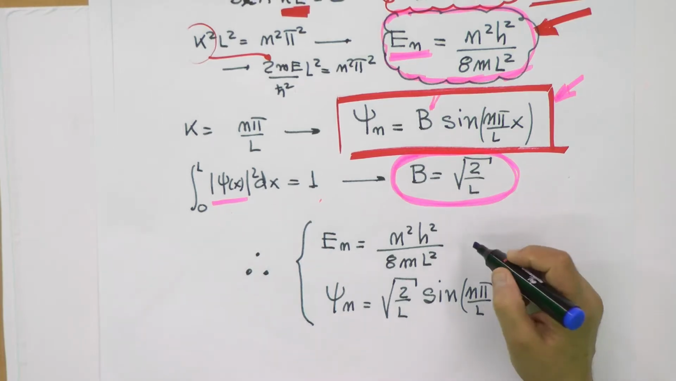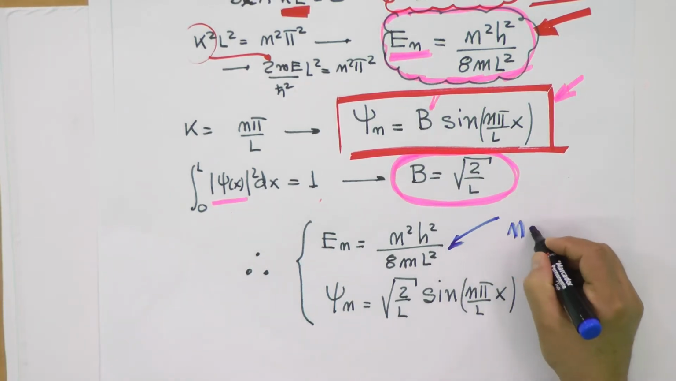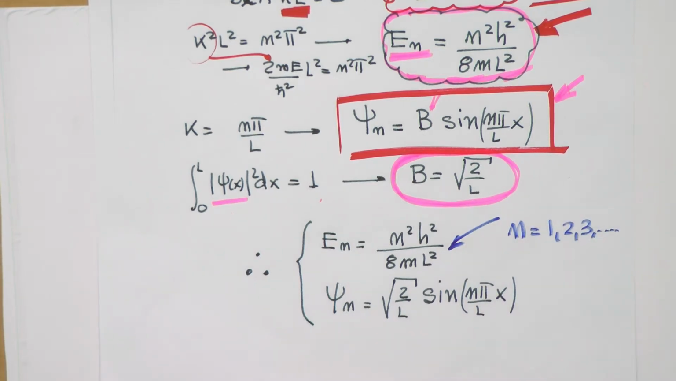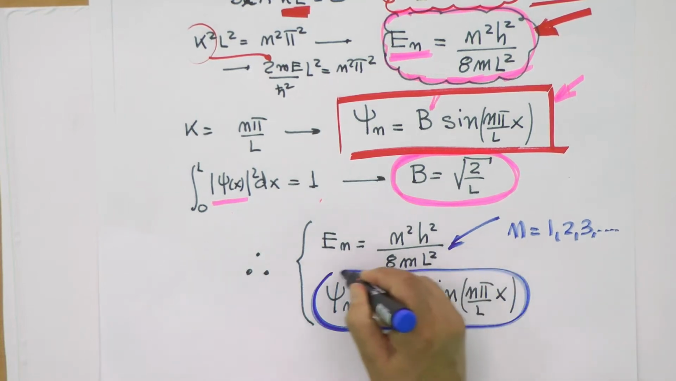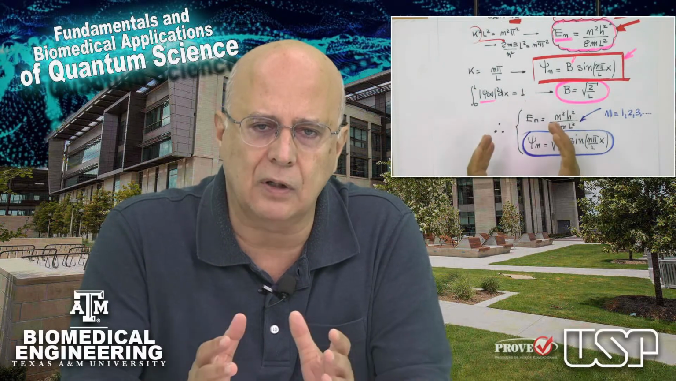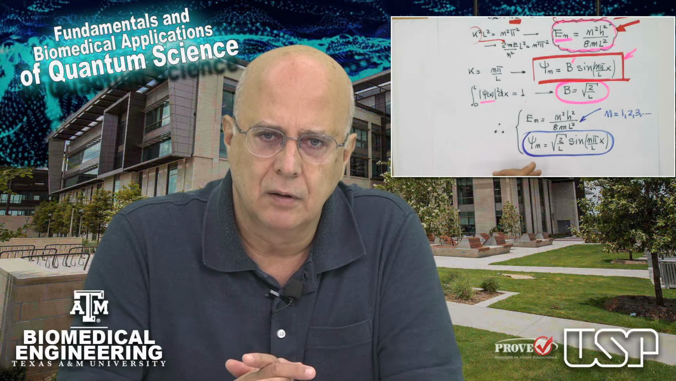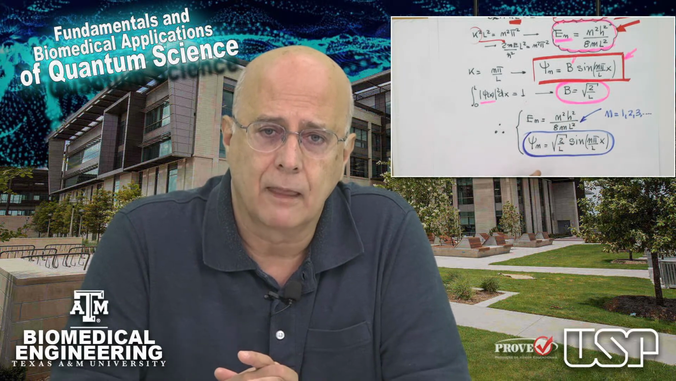Quantum mechanically speaking, there are some energies that I can have, and n is equal to 1, 2, 3, and so on. So there is a discrete set of energies, and there is a discrete set of functions that make the system exist. So from the quantum mechanical point of view, you cannot localize an electron, even in a tiny little space, for any energy. You have discrete energies for that, right?